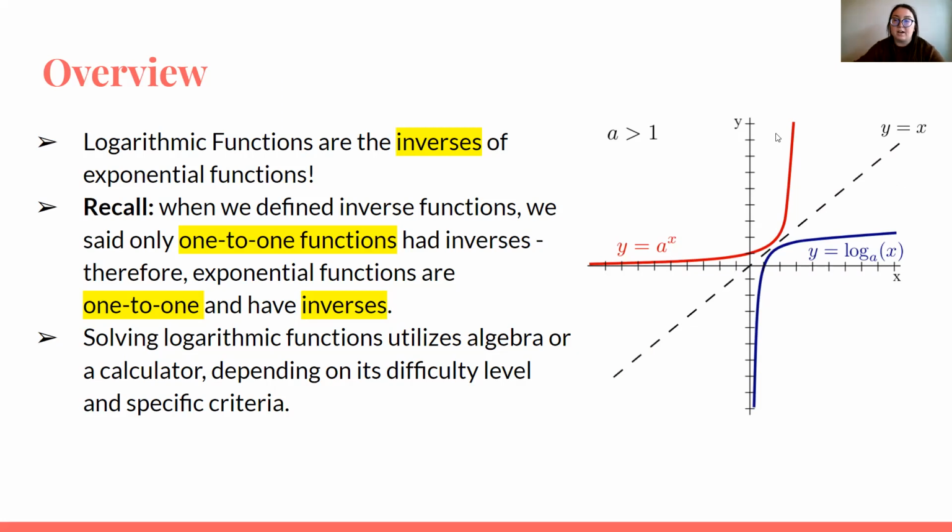If we look at our image here, we see that we have y is equal to a to the power of x. This is an exponential function. And its corresponding logarithmic function will look like y is equal to log base a of x. We'll learn more about what this means later on. But we see that they are inverses since they are mirrored across the line y is equal to x. And here we just state that a is greater than 1. So these are what our functions would end up looking like since they're inverses.